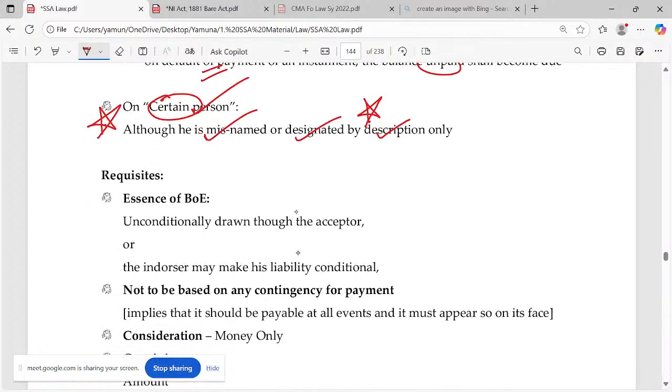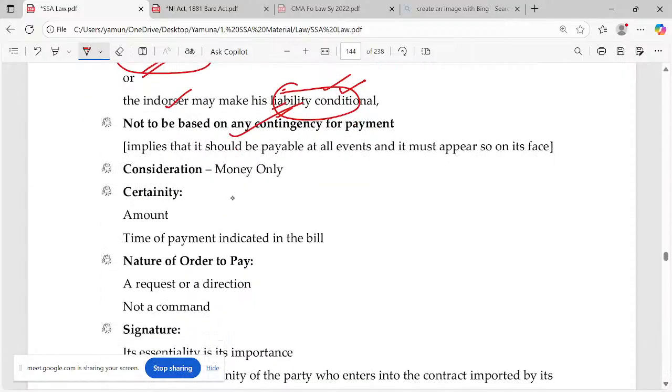Requisites. Yes, it should be unconditionally drawn through the acceptor or the endorser, because otherwise it's making the liability conditional. Please make a note. Unconditionally drawn, but making the liability conditional. Once they draw, that person is liable. He has to pay for it. It should not be based on any contingency for payment, and there should be money only involved. There should be a certainty with respect to amount and time of payment.